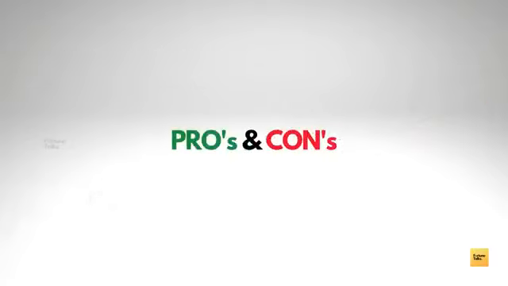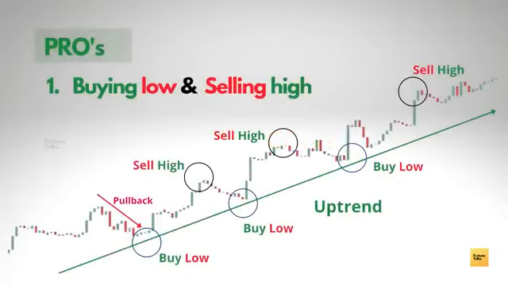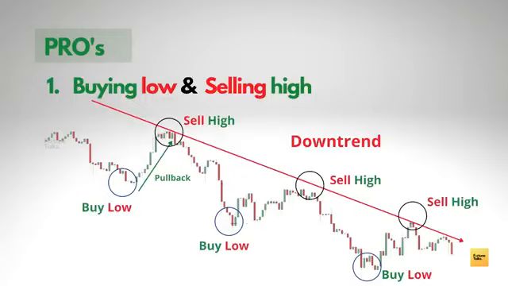We will start off with the positives. With pullback trading, you are basically buying low and selling high. For example, if you are trading pullbacks in an uptrend, you are basically buying at lower prices and the intention is to sell higher. And if you are selling pullbacks in a downtrend, you are basically selling at higher prices so that you can buy back at lower prices.